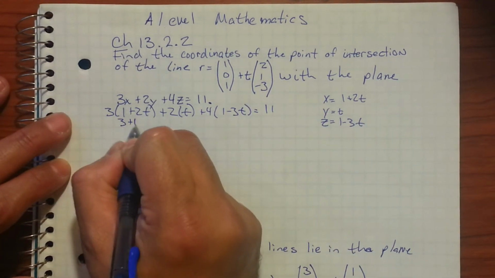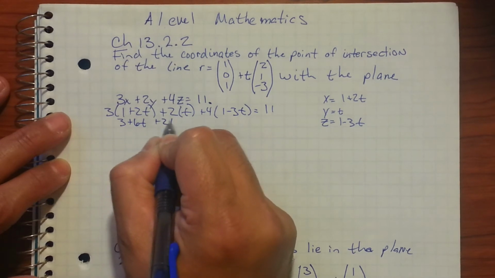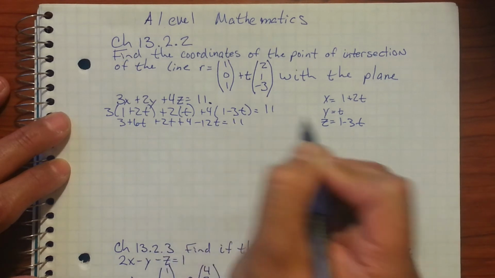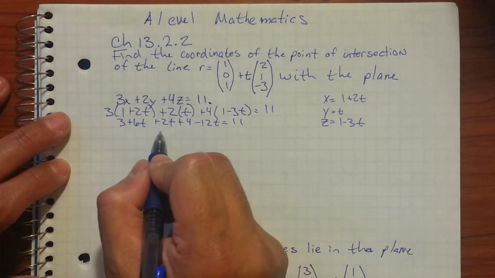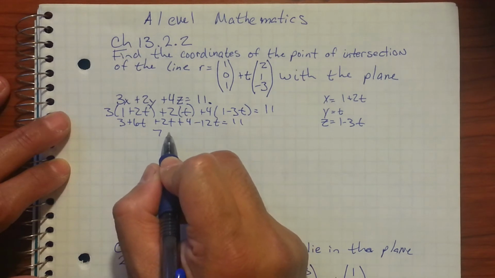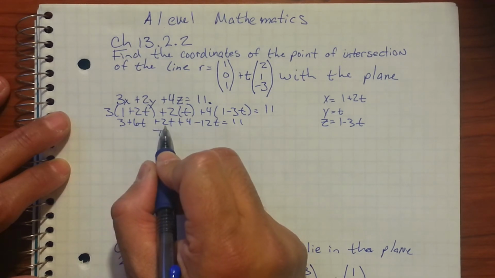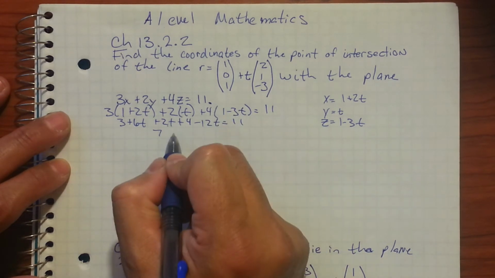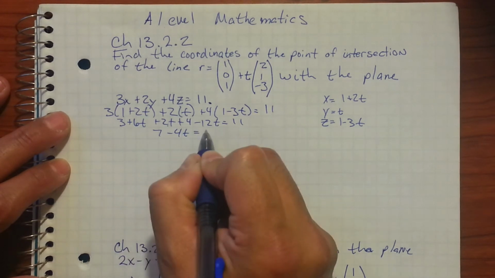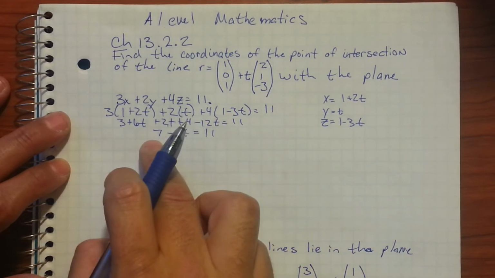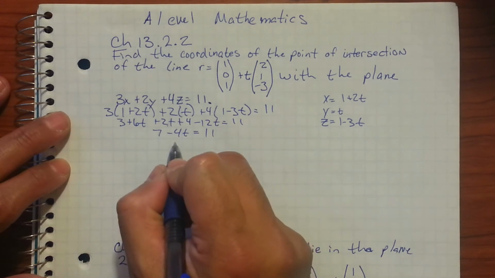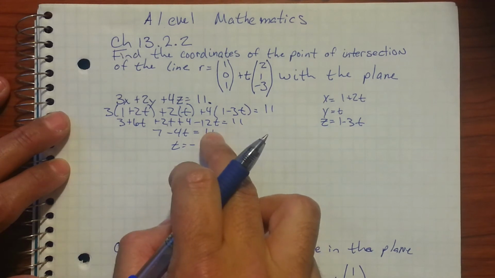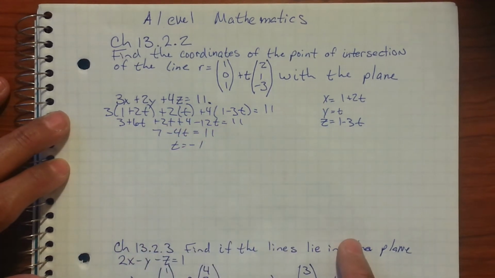I get 3 plus 6t plus 2t plus 4 minus 12t is equal to 11. Combine like terms right here, and I should get 7, and that's going to give me 6, 8. That comes out to be negative 4t, so negative 4t is equal to 11. So now go ahead and subtract and solve for t. So I should get t is equal to negative 1. Move that over there, I get a positive 4, divide by negative 4, negative 1.